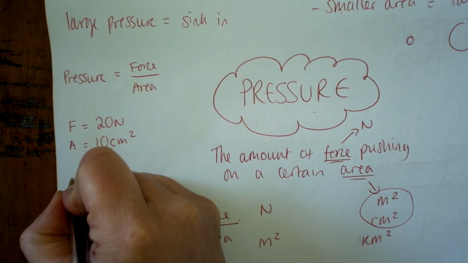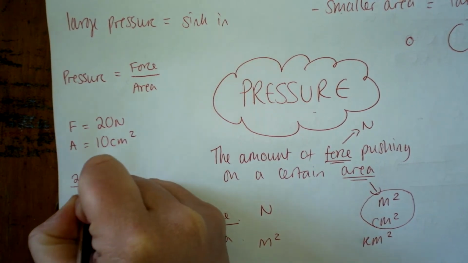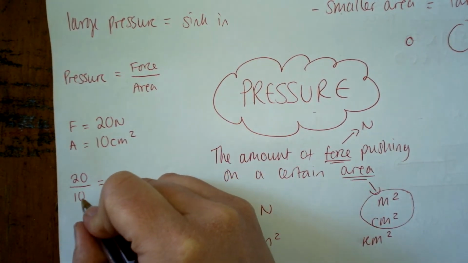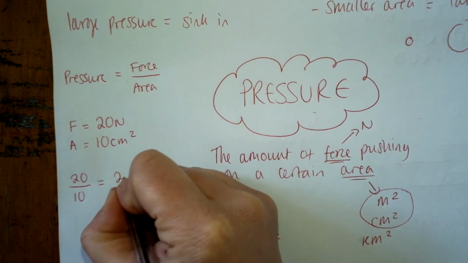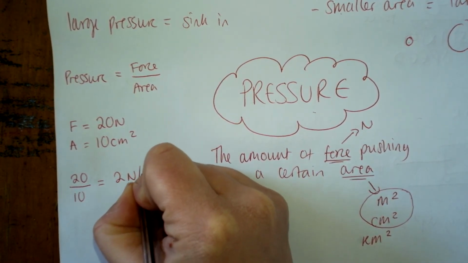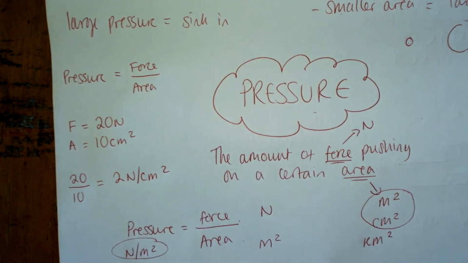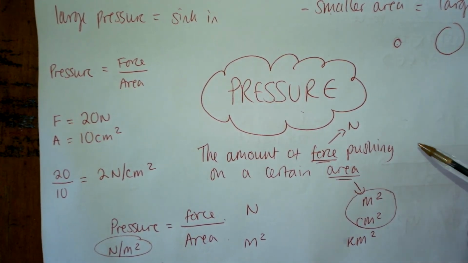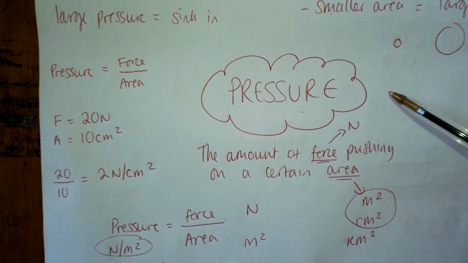Okay, so hopefully you did 20 newtons divided by 10 centimeters squared, and you ended up with 2 newtons per centimeter squared. Okay, I am going to type some more questions out rather than try and make them up on the spot from here, for you to have a go at.